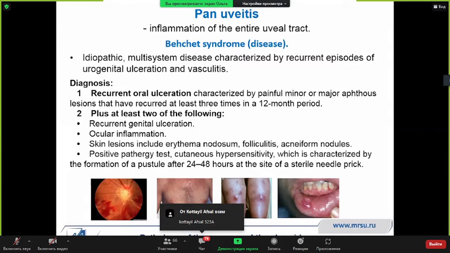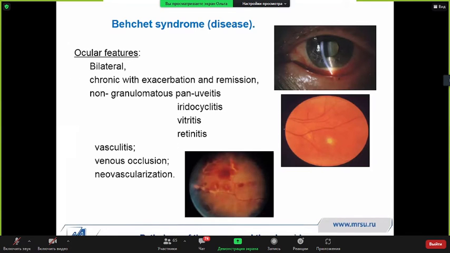There are different symptoms: genital ulceration, ocular inflammation, skin lesions including erythema nodosum, folliculitis, and positive pathergy test. When we have all these variants or two of these variants of pathology, we can speak about Behçet syndrome, and this patient can be treated not only by an ophthalmologist but mostly by a rheumatologist. Due to the eye, there are some ocular features. It's a bilateral process, chronic with remissions and exacerbations. Non-granulomatous panuveitis may be only iridocyclitis, vitritis, retinitis, or can be panuveitis. Also, we can see vasculitis, venous occlusion, and neovascularization of the fundus.